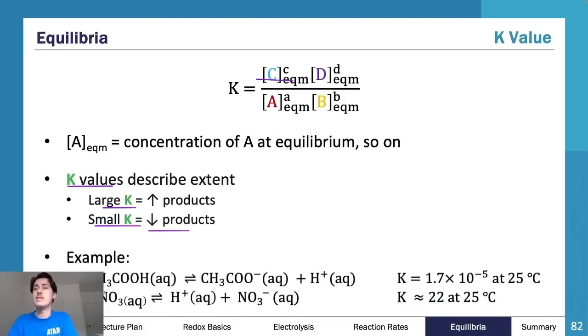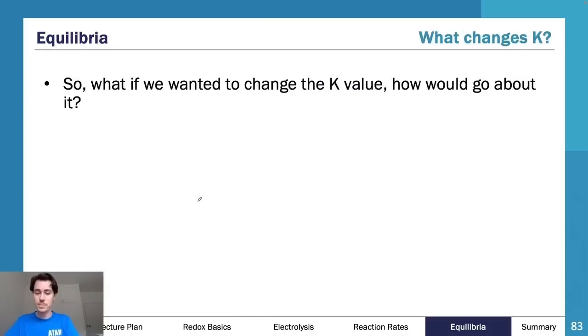As you can see here, in this example I've got a really small K value, which tells me I have lots of this, whereas if I have a really big K value, which is 22, I'm going to have a lot of my products. Essentially, these are two different examples where I've got lots of my acid here, whereas on my other hand, I've got lots of my deionized acid in my second example.